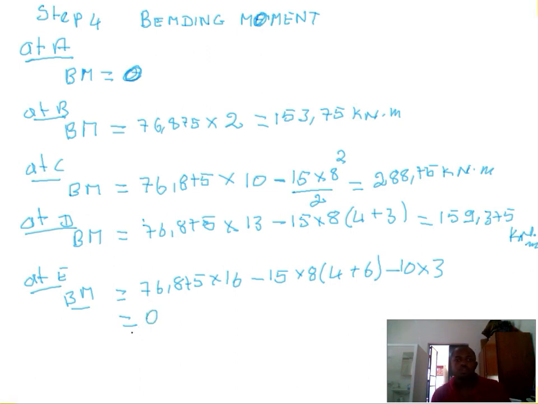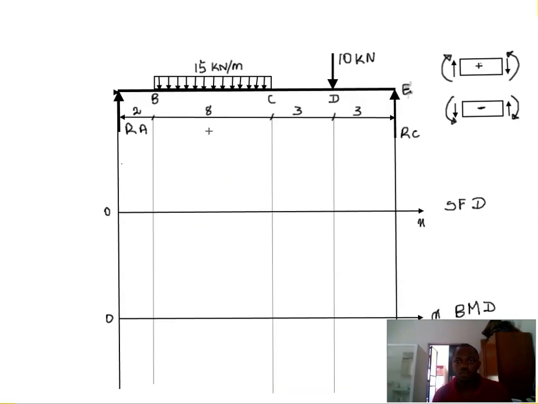So we're done with the bending moment calculations. Let's go now and draw our bending moment based on these calculated values and shear force. So we start by first drawing the shear force and then draw the bending moment. Yes, we have our diagram already set up.